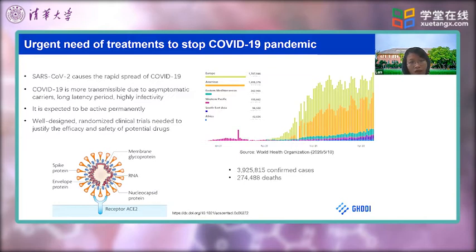This rapid increase shows that COVID-19, compared with SARS or MERS epidemic, is more transmissible due to several reasons. One is that the patient can have no symptoms, and the latency period is long, and it's also highly infective. It is also expected that it will stay permanently. There are seasons of peak before having the population immunity. So there's urgent need of treatments to stop the COVID-19 pandemic. Although there are potential drugs or treatments in clinical studies, we still need a well-designed, randomized clinical trial to justify the efficacy and safety, such as remdesivir, chloroquine, etc.